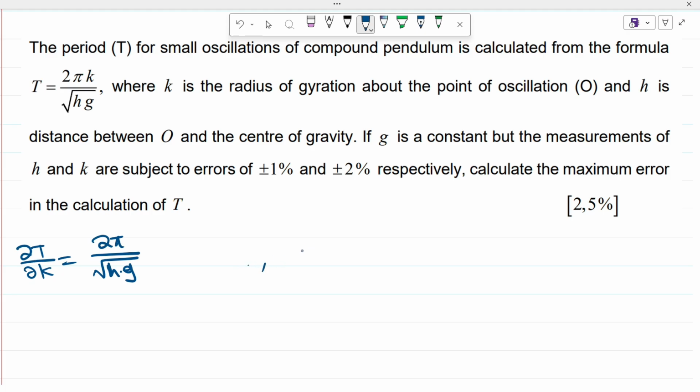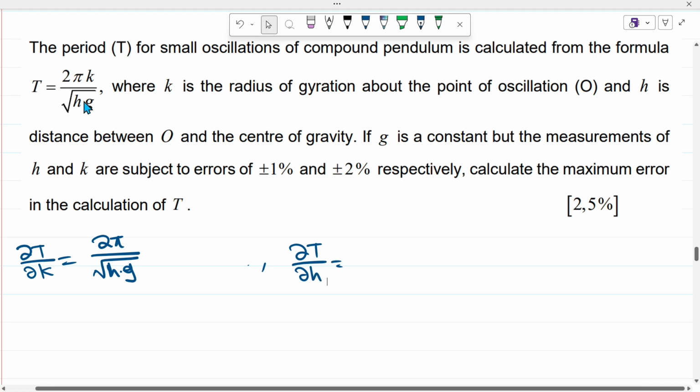And then we differentiate again partially. So partial derivative of T with respect to h now is going to be equivalent to what? So remember, now we're differentiating with respect to h. So we are going to make h have its own root, meaning that this is going to be root of h multiplied by root of g. And then we take root of h up there. This will become h to the power negative half, h to the power negative 1 over 2.